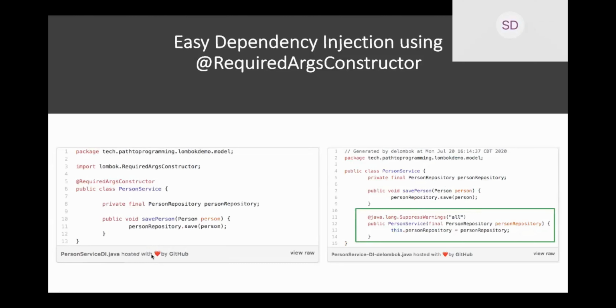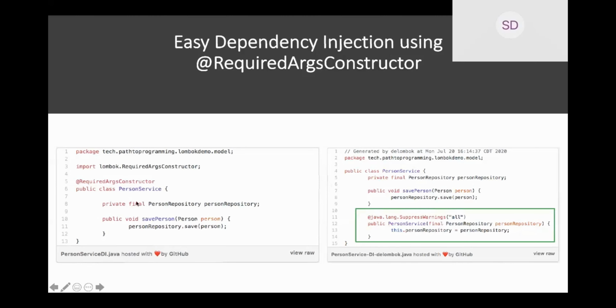So yeah, I like this. It's great because I just list all my dependencies as final that I'm going to inject in. And if I need a new one, I just add a new one, make it final. I don't have to go into the constructor and add it or anything like that. So you see on the right side, it generates a constructor for you, and it's only going to use those required fields, so anything marked final.